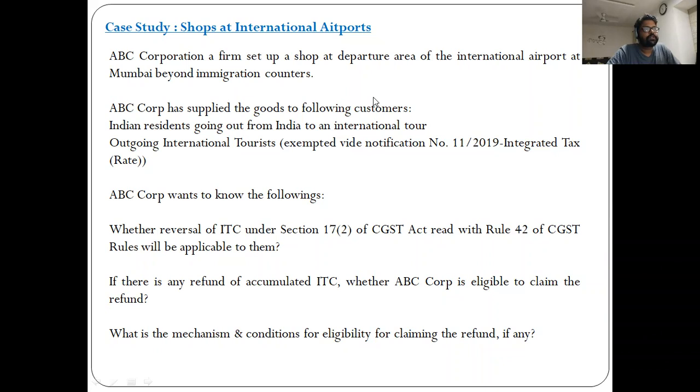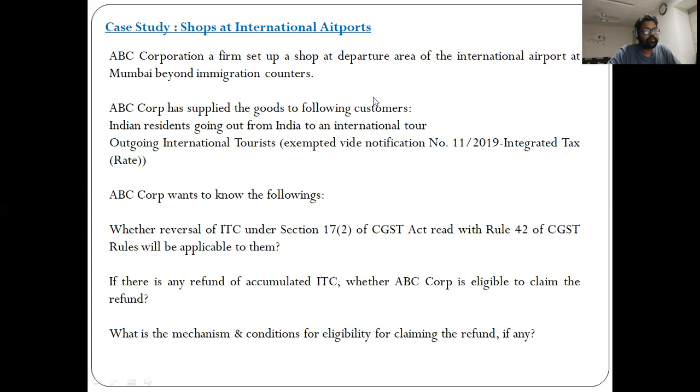ABC Corporation, a firm, set up a shop at the departure area of International Airport at Mumbai, beyond immigration counters. ABC Corp has supplied goods to the following customers: Indian residents going out from India on an international tour, and outgoing international tourists, which are exempted by notification 11/19 integrated tax.